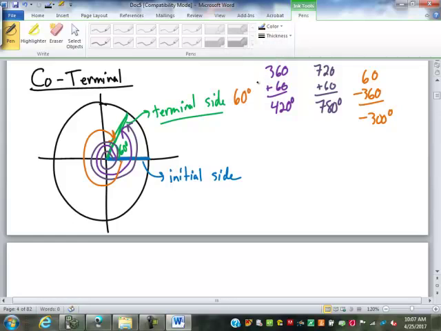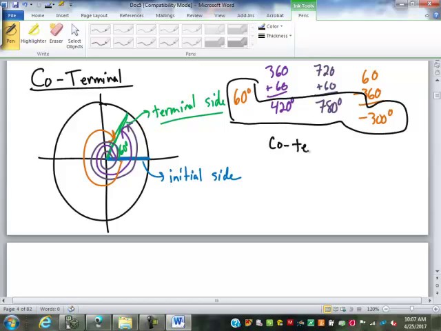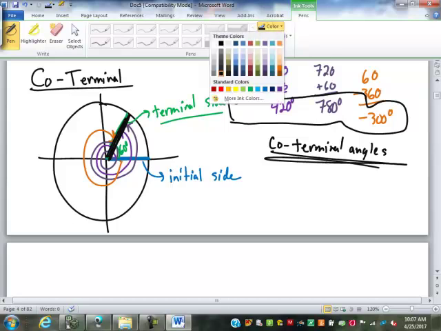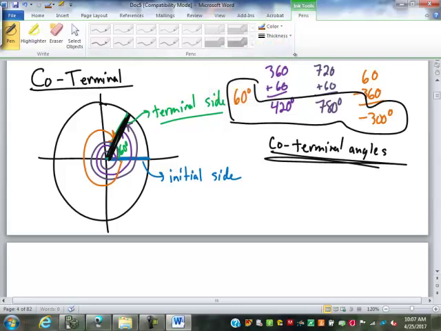These are all what we call coterminal angles. They're called coterminal because their terminal side is at the same spot right there. So when we're looking at these angles, they all have the same sine, cosine, tangent, secant, cosecant, cotangent, etc.